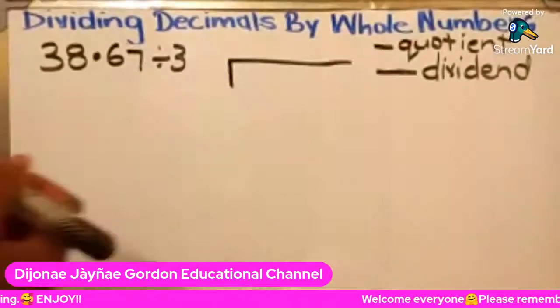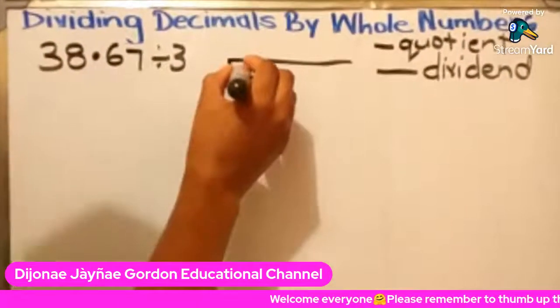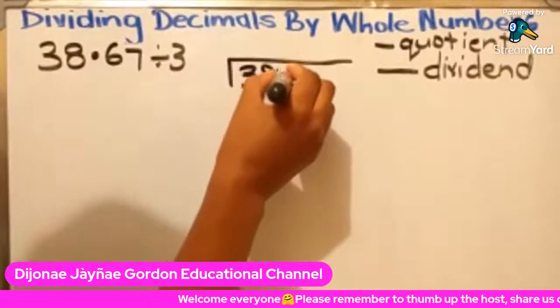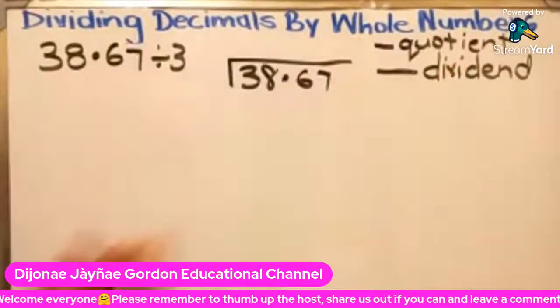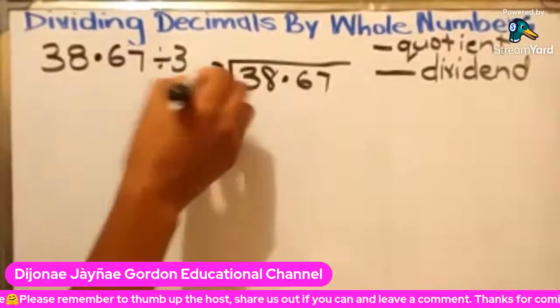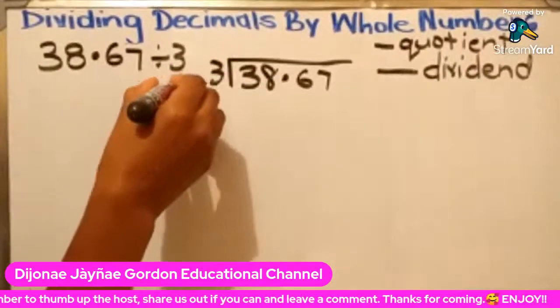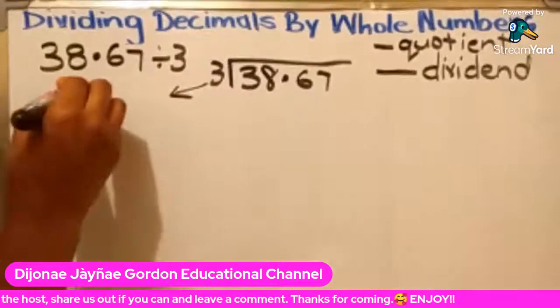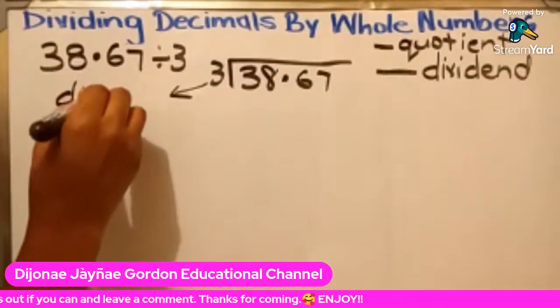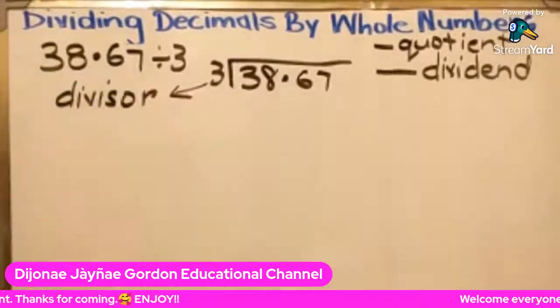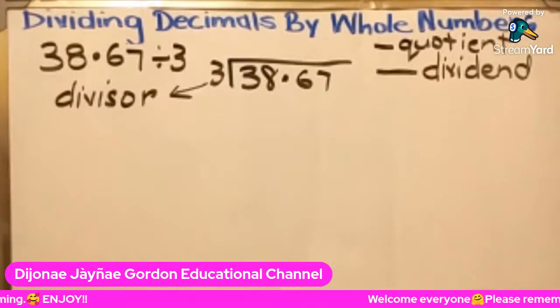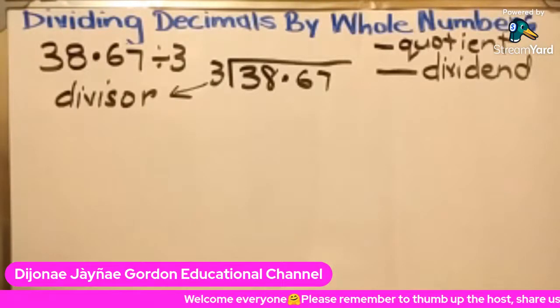And of course, remember, guys, that 38.67 is known as your dividend. And of course, 3 is known as your divisor. Let me write back the word divisor right here, which is DIVISOR. So that's your divisor. And of course, we're working to get our quotient. All right. So let's just go right ahead and work this problem.